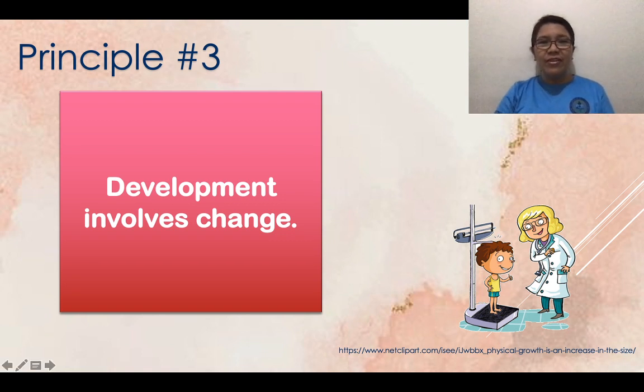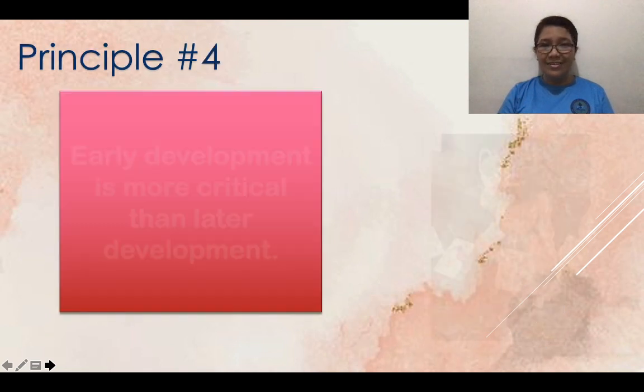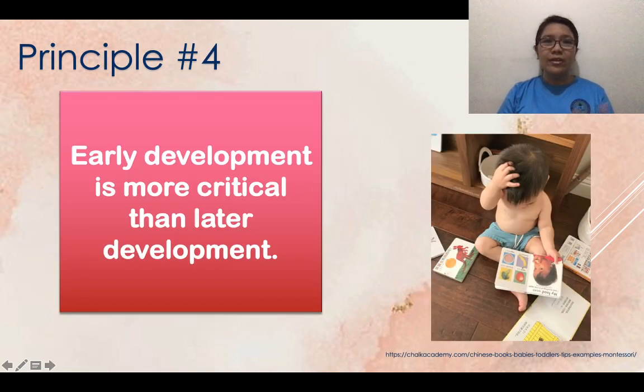Okay. The fourth principle is early development is more critical than later development. So we will learn later on that the studies of Freud, Erikson, and Piaget on early patterns of behavior led to the conclusion that early development is very important. So the first 2 years are the formative years, and those are the very important years wherein we teach the child, or we train the child in those years.